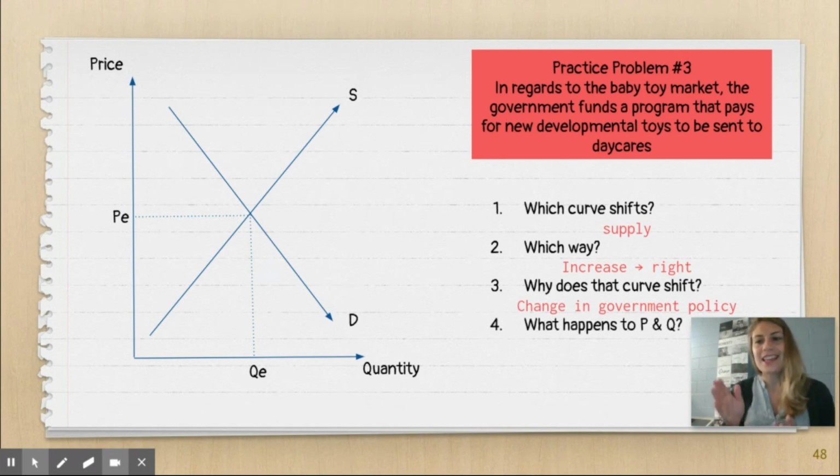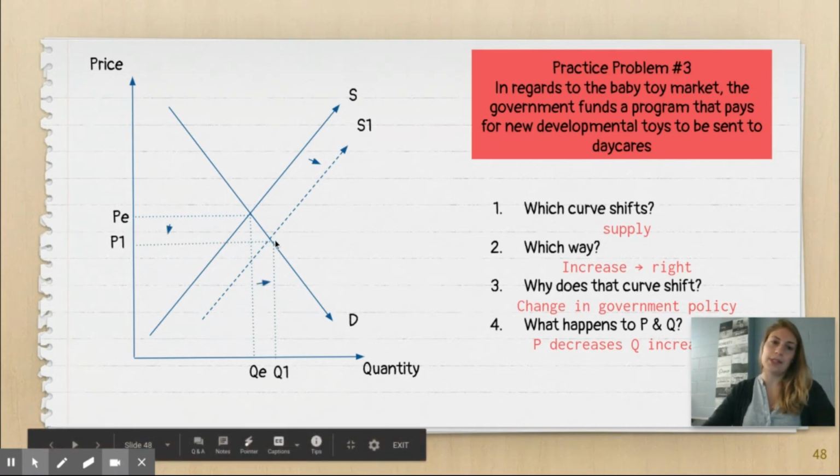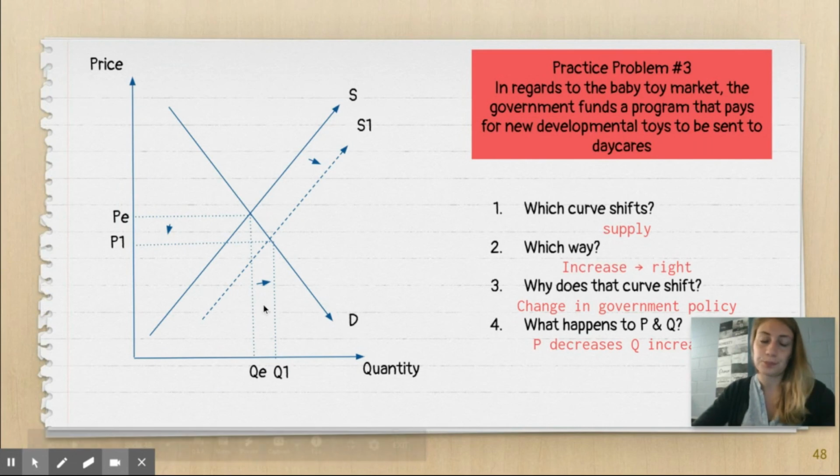Now this one's tricky. This one's different, right? So when our S line shifts, we're moving down and over. So with that in mind, our equilibrium is going to change, right? It's going to move down here. So if it moves, what happens to our price? It decreases. But what happens to our quantity? It increases, right? So here is our shift. Our supply line shifts to the right because we're increasing because our government is helping us out. And then our P and our Q changes as well. Our price will decrease while our quantity will increase.